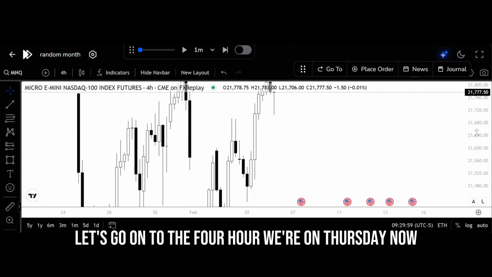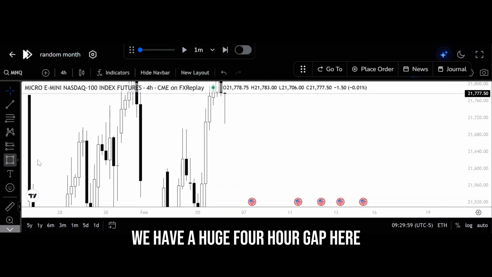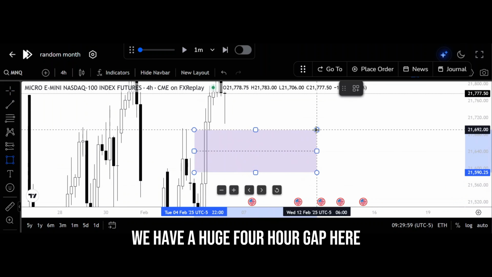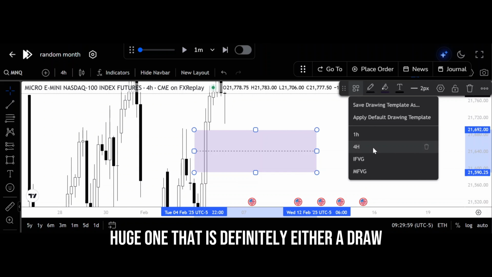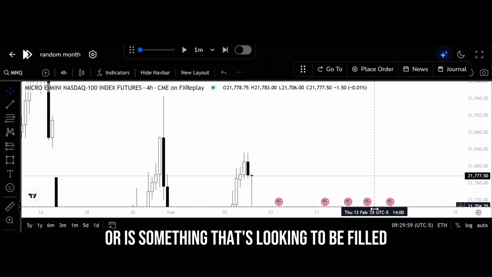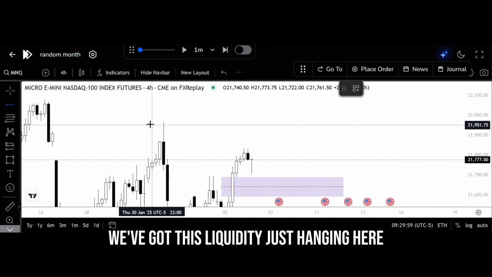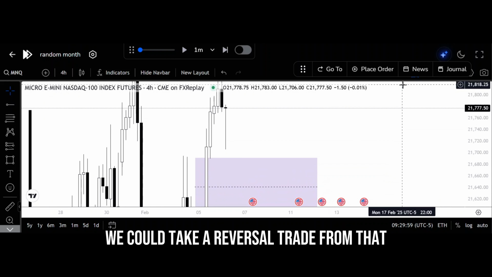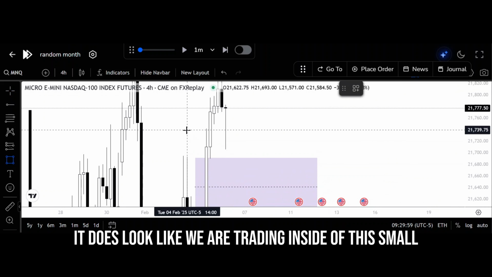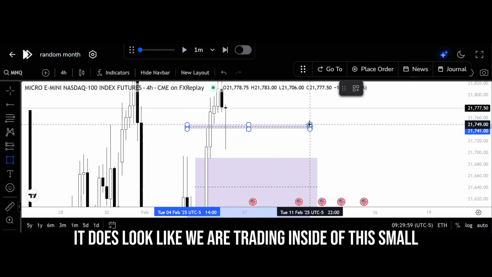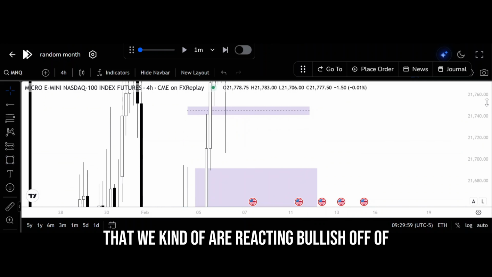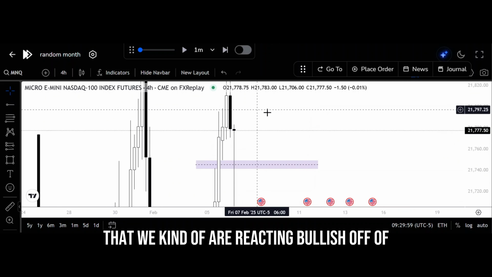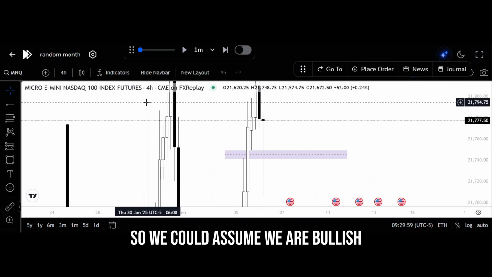We're on Thursday now. We have a huge 4-hour gap here. Huge one. That is definitely either a draw or is something that's looking to be filled. We've got this liquidity just hanging here that looks like it's ready to be taken. We could take a reverse trade from that. It does look like we are trading inside of this small 4-hour as well that we kind of are reacting bullish off of, so we could assume we are bullish.